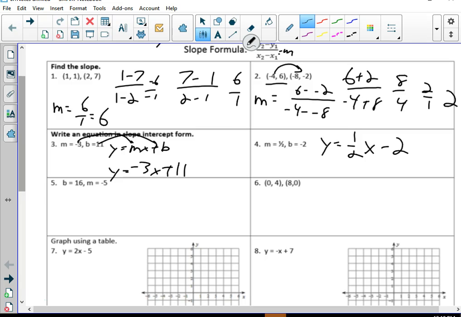Now, careful. What's different about number 5? It's back. Yeah, it's going to be first. So don't say this is 16x minus 5. Still pay attention. This is y equals m, negative 5, x plus b. Here's your m, here's your b.